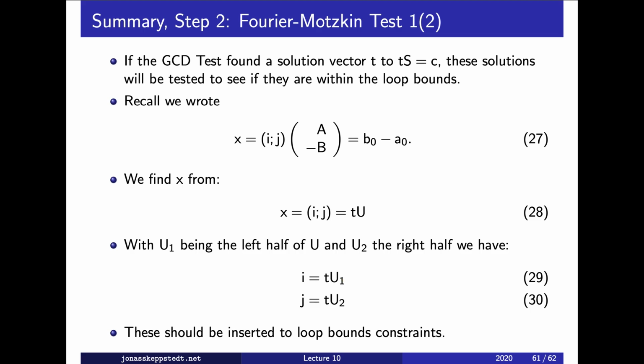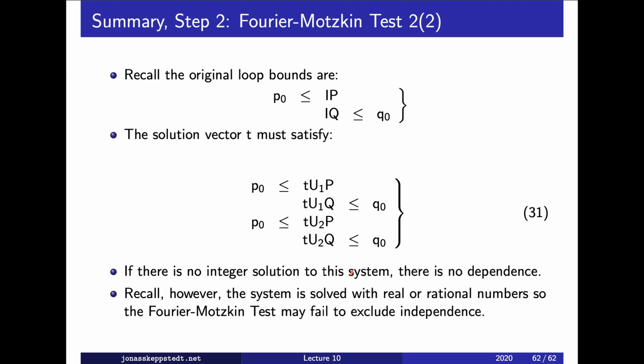Okay, and what do we do then? Then we insert them into the loop bounds. The loop bounds are described like this, and we require, obviously, that both references should be within the loop bounds. So we set up this and use Fourier-Motzkin elimination to determine if there is a real solution to this. And if there is a real solution, we conservatively believe that there may be an integer solution as well.